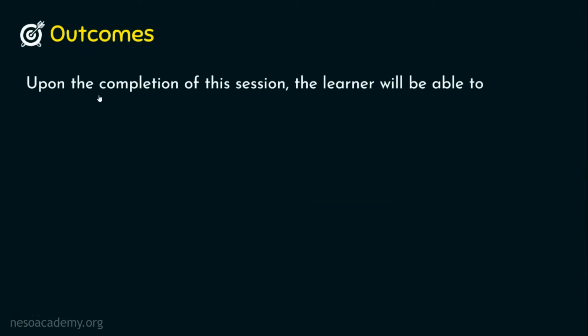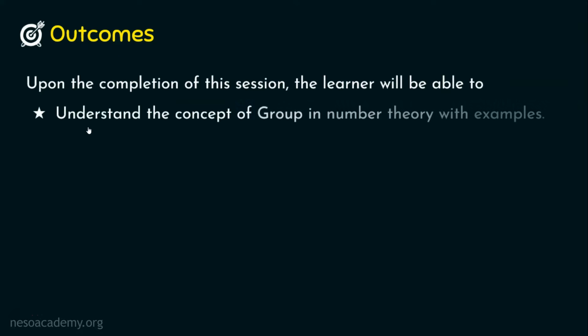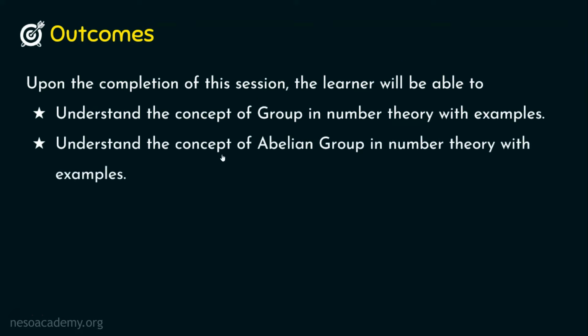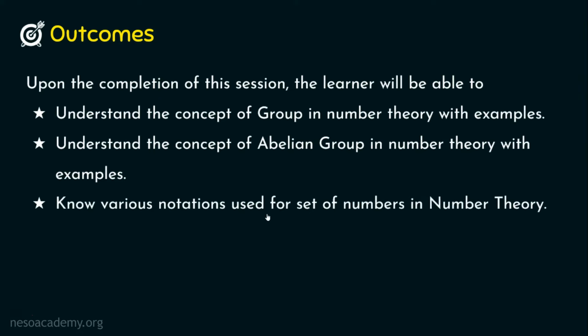As usual, let's start the session with the outcomes. Upon the completion of this session, the learner will be able to, outcome number 1, understand the concept of group in number theory with examples. Outcome number 2, understand the concept of abelian group in number theory with examples. And outcome number 3, know various notations used for set of numbers in number theory.